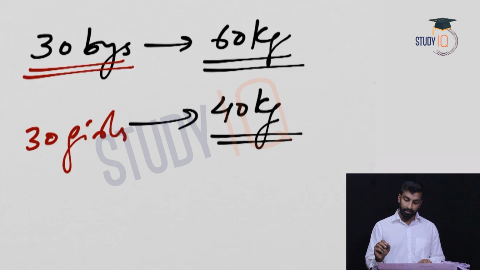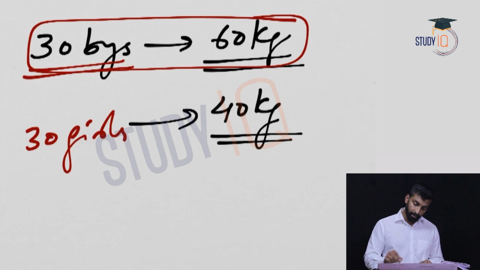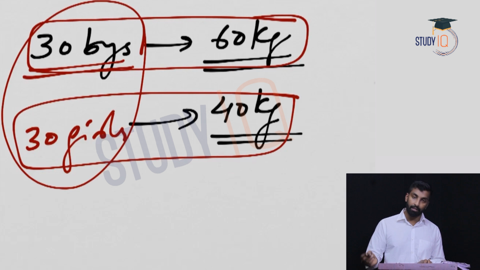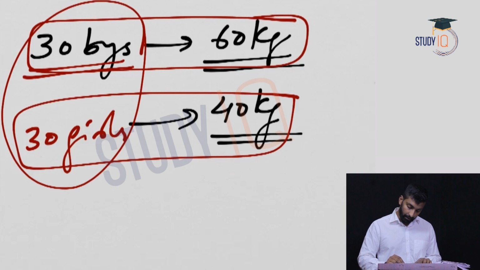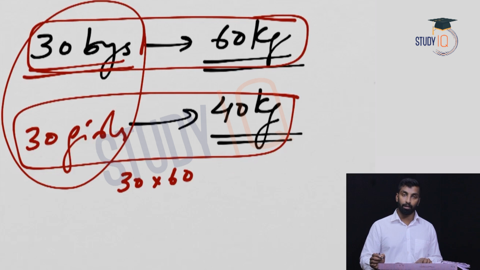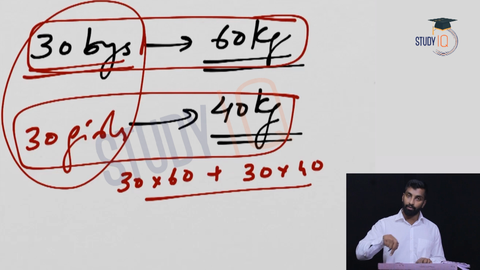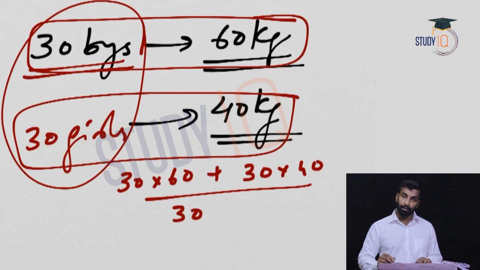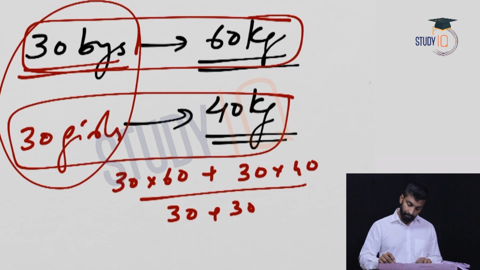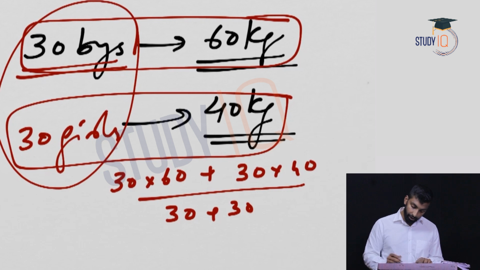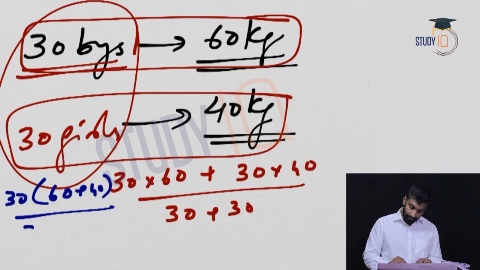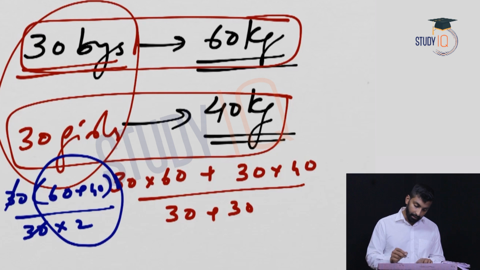If you need to find the average, what do you need to do? You find the total weight divided by the total number, which is 60, right? So let's see how it is going to work out. 30 boys into 60, you'll get the total weight, plus 30 girls into 40, you'll get the total weight of girls, and you add them to get the total weight. Then 30 boys and 30 girls, so 30 plus 30, right? Now you can take this 30 out from the top. So 60 plus 40 divided by 30 into 2 in the denominator. So this 30 and this 30 get cancelled. So this is nothing but a simple average, right?